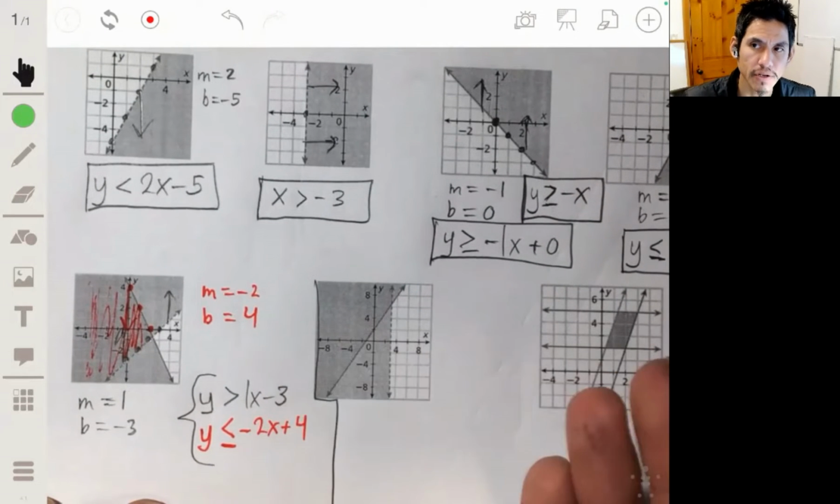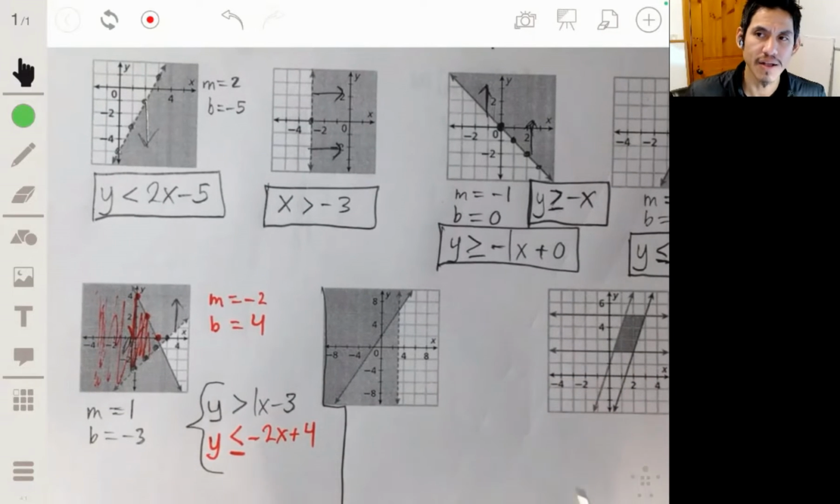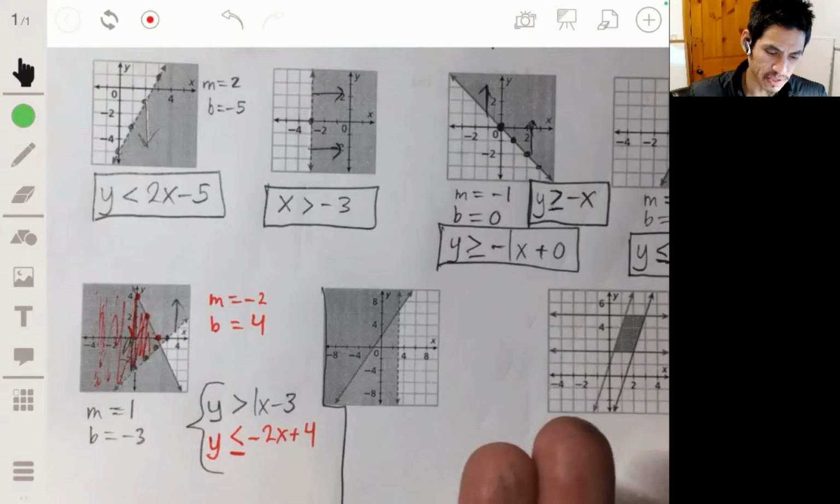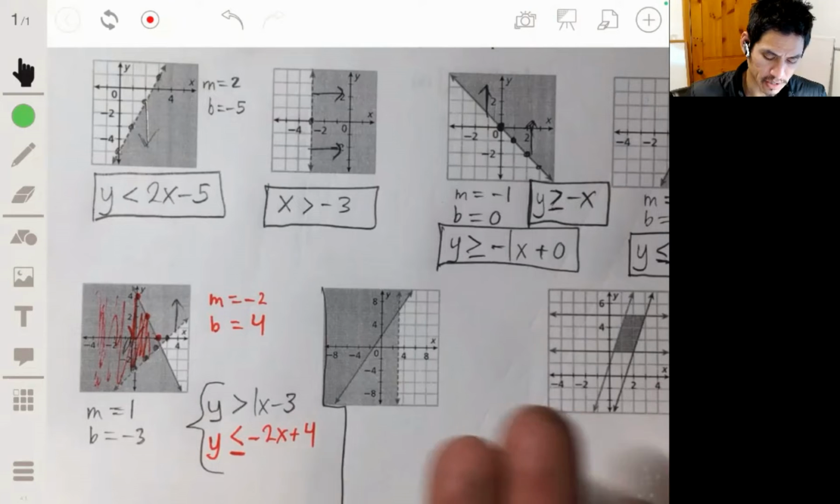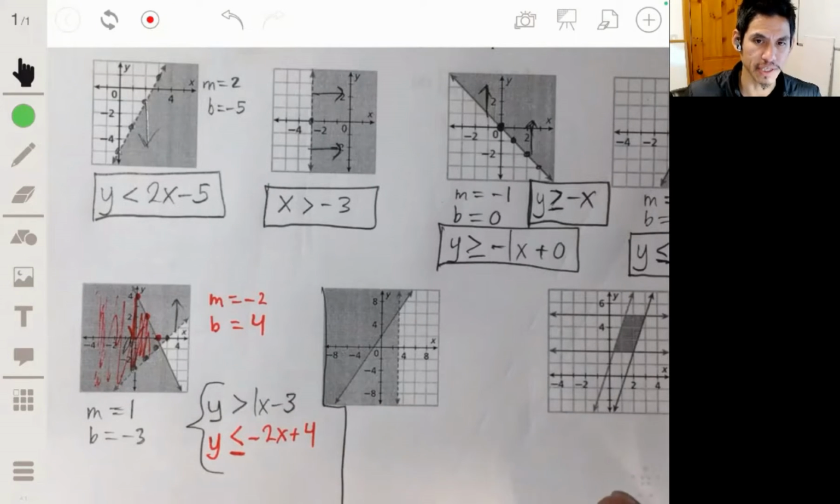And again, try these on your own if you want to, to see how you're doing. So pause the video whenever you want, and then try the problem, and then unpause it when you want to check.